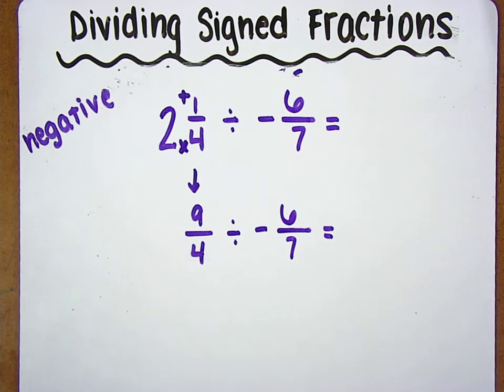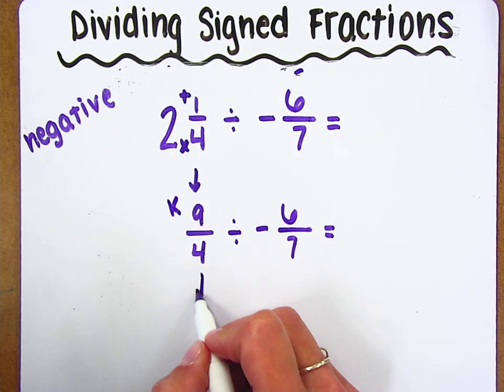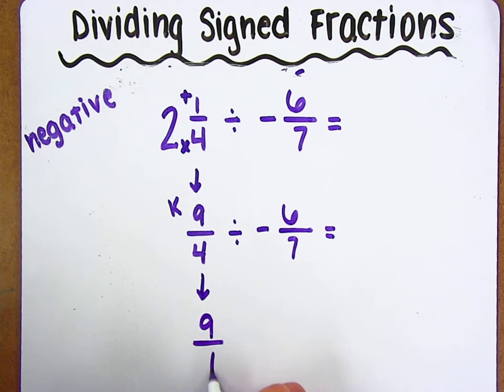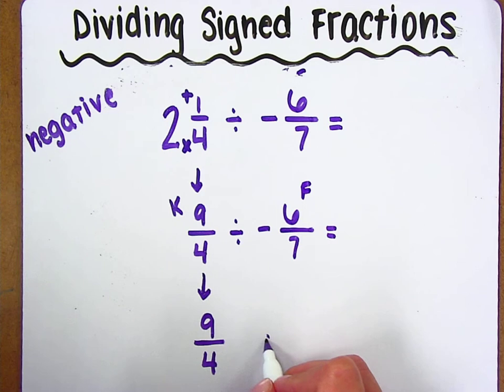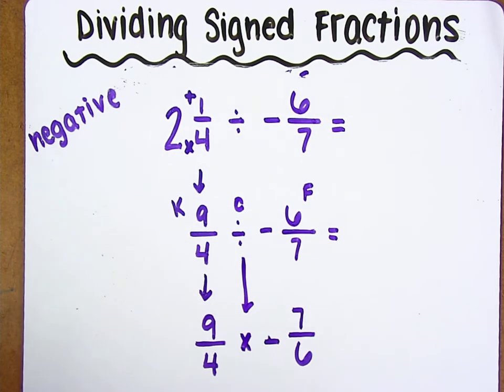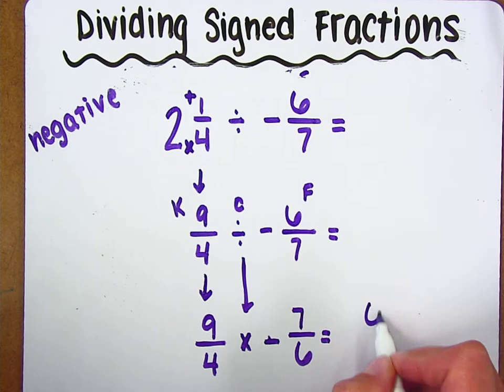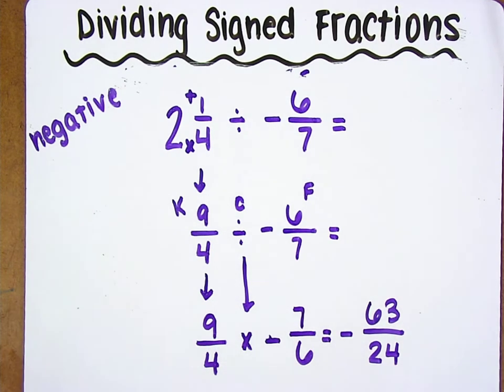Now I can go through my KFC process. So again, K stands for keep, and we're keeping that first fraction the same. F stands for flip, so we're flipping that second fraction. So negative 6/7 becomes negative 7/6. And last but not least, C stands for change, and we'll change that sign to multiplication. Now we can go through and multiply. 9 times 7 is 63. 4 times 6 is 24. And we know that our answer is going to be negative.